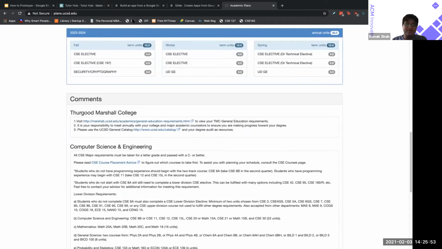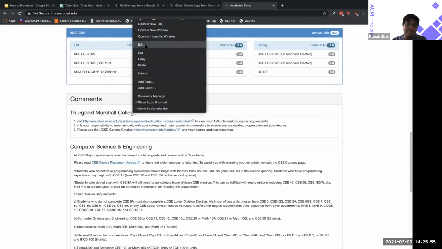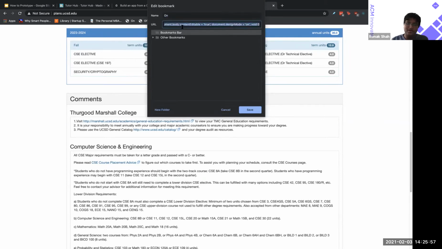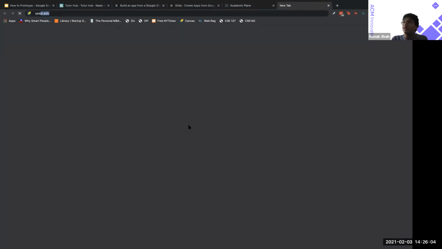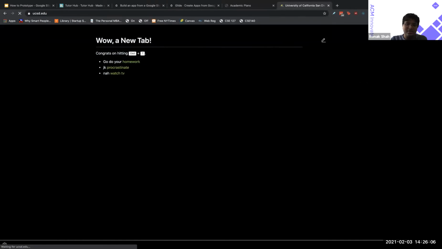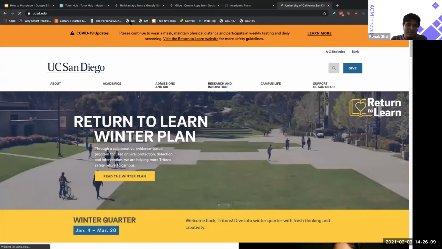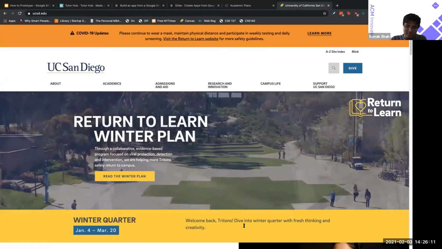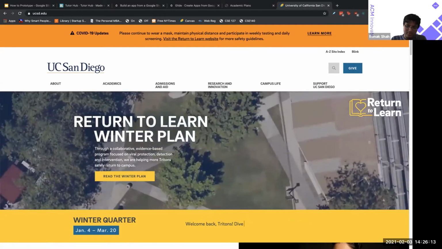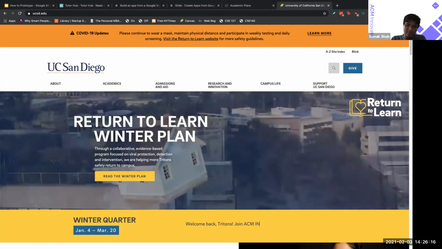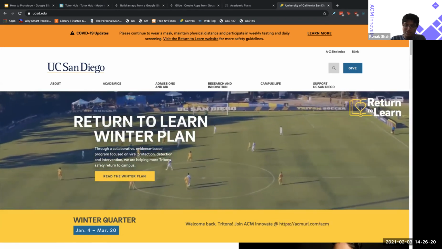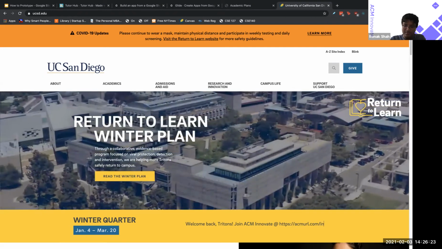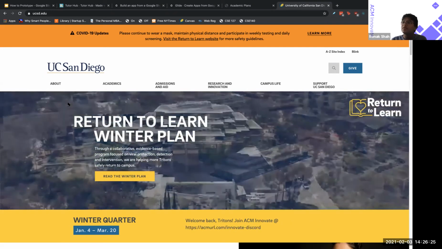Bryce, the website is static. What I have is basically like a bookmark that just sets the content to be editable. And so I can just do things. I can go to UCSD and say, welcome back, Tritons. Join ACM Innovate at innovate-discord.